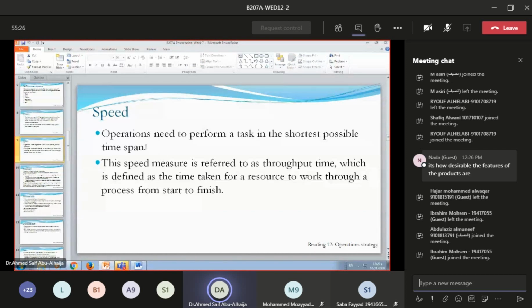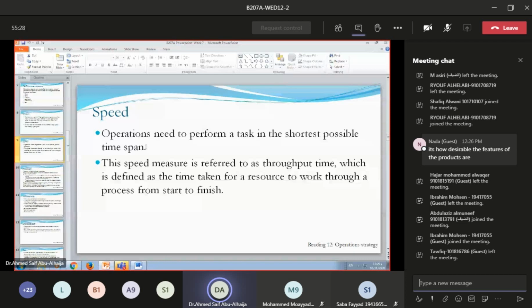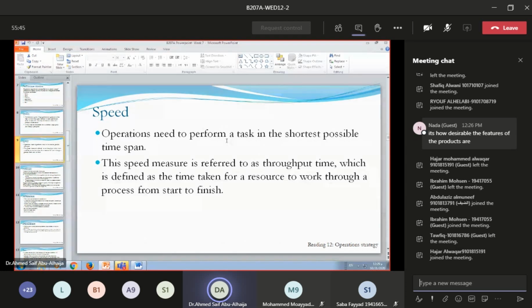Remember, input, output. Guys, by the way, if you remember what I'm saying, everything is easy to you. Remember the model that we explained last time? Input, process, output. This is very important. You need to remember it all the time. Input, process, output. Operations need to perform the task in the shortest possible time span.